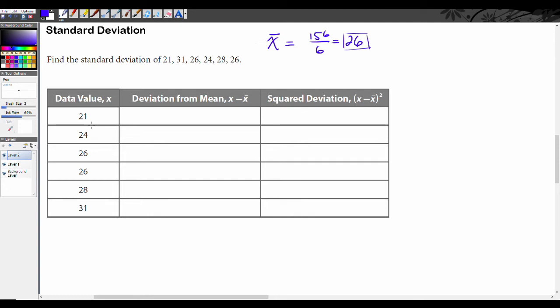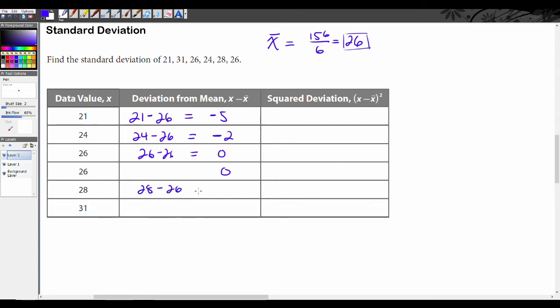So for example, here, our first number is 21. We're doing 21 minus 26, and that equals negative 5. Then next is 24, so 24 minus 26, that equals negative 2. 26 minus 26 is 0, so we know this one's going to be 0 also.